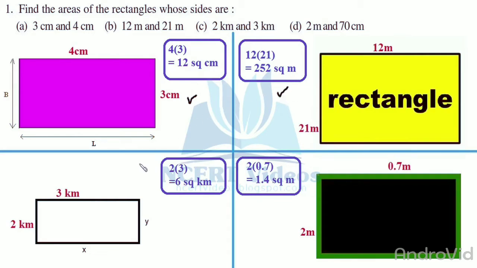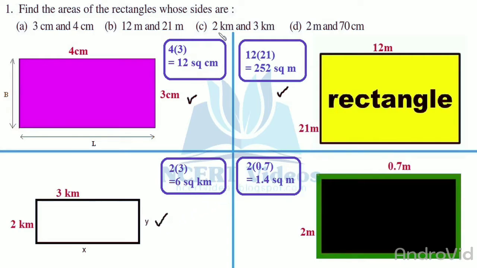Third rectangle, 2 km and 3 km. You can take any dimensions, that is length into breadth. Now here we will multiply it as D. It is easy, 6 square kilometer.